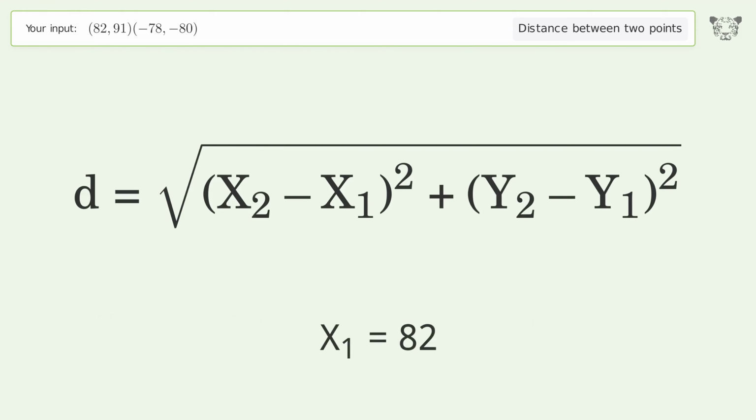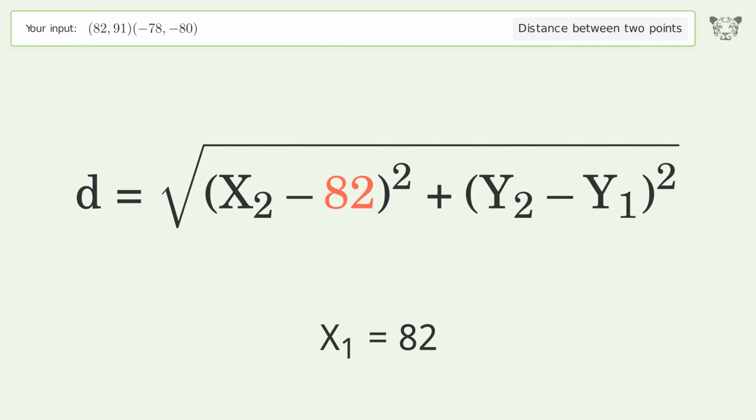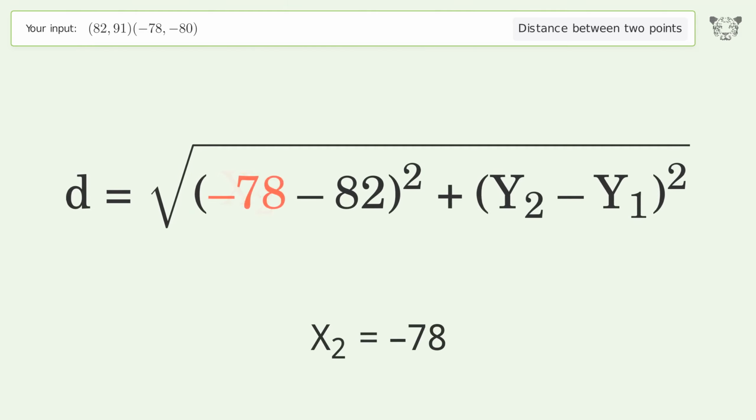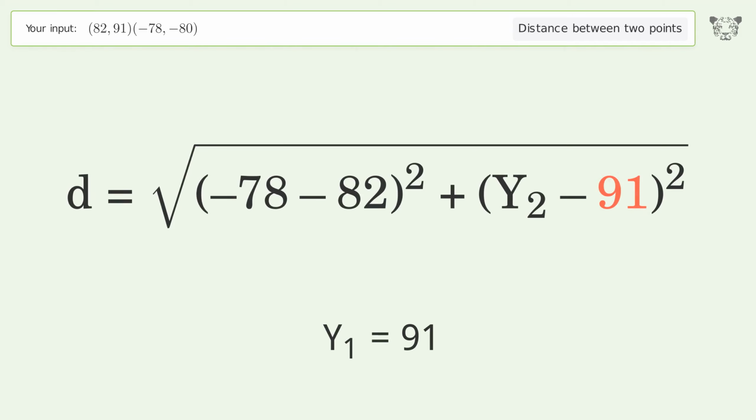x1 equals 82. x2 equals negative 78. y1 equals 91. y2 equals negative 80.